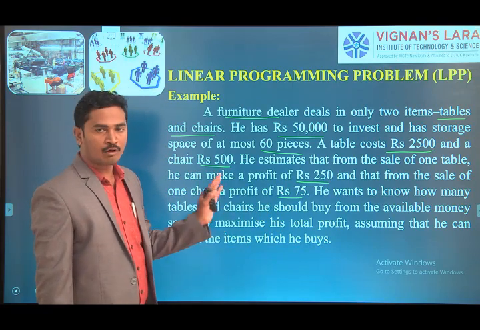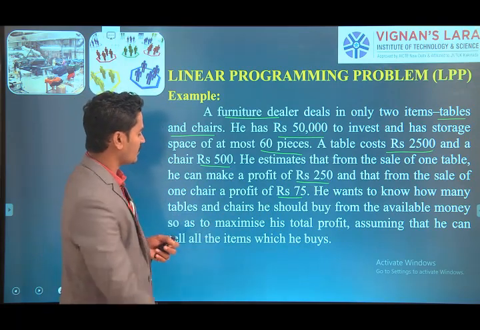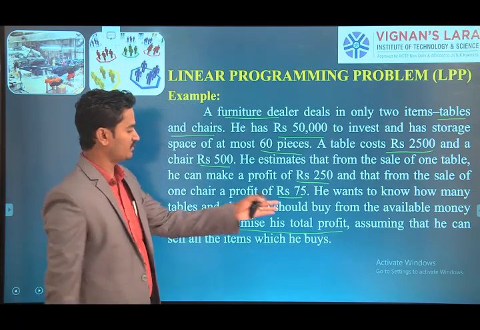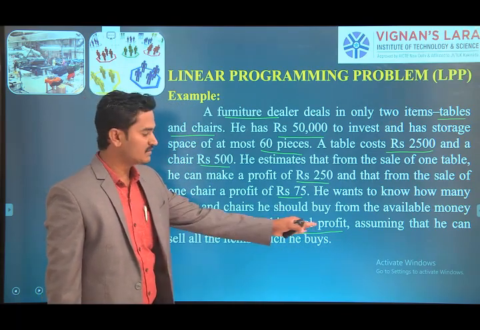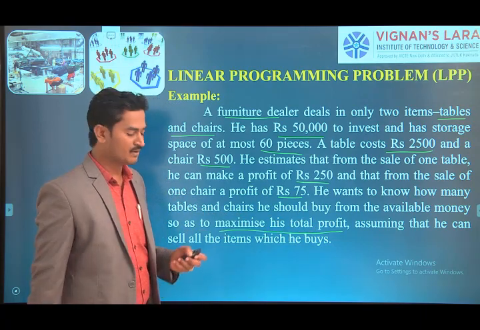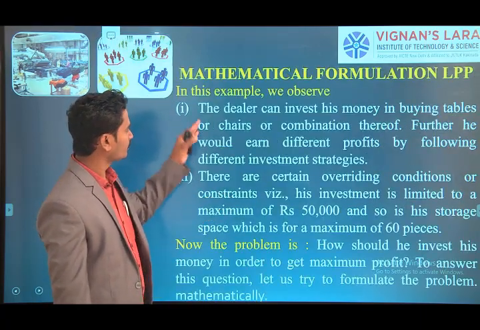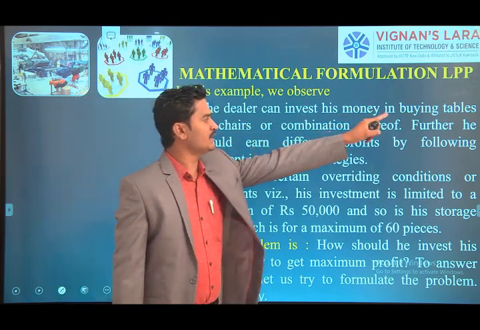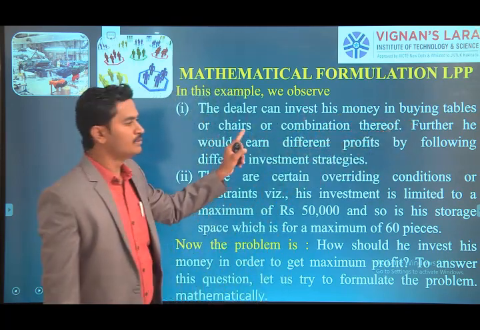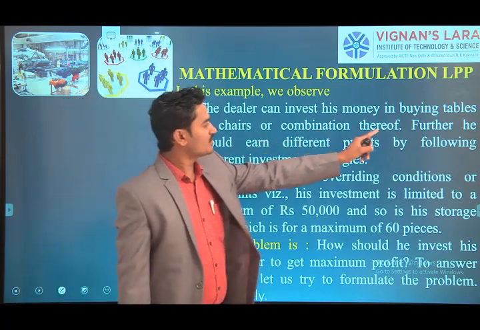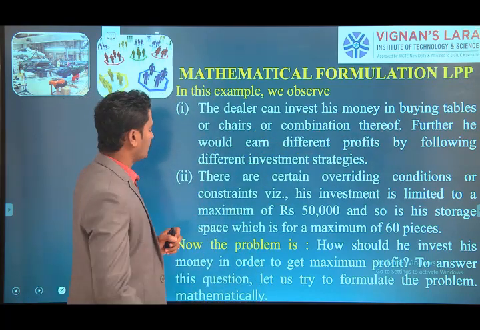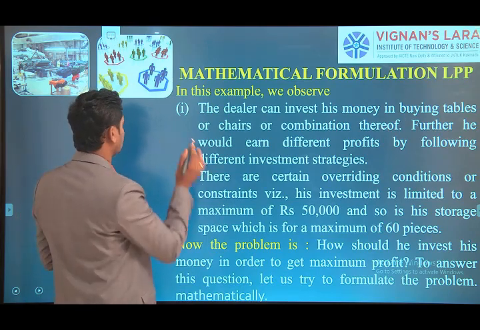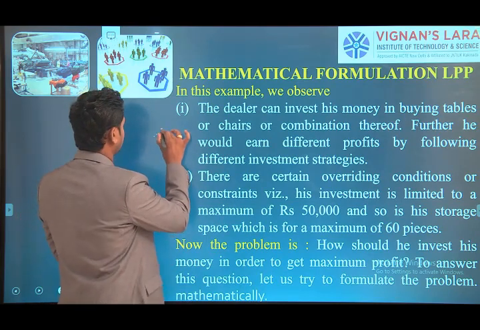Now our problem is maximization. Why? Because our goal is profit. Profit means it is a maximization type. If it is a cost, we go to the minimization case. Coming to the solution, in this example we observe the dealer can invest his money in buying tables or chairs or a combination thereof.